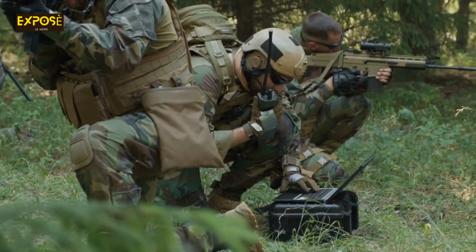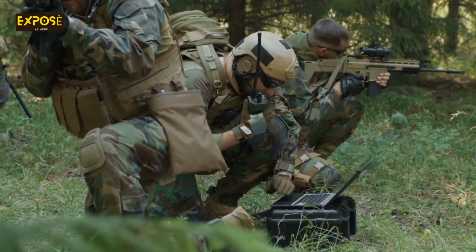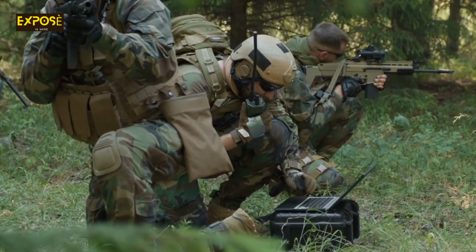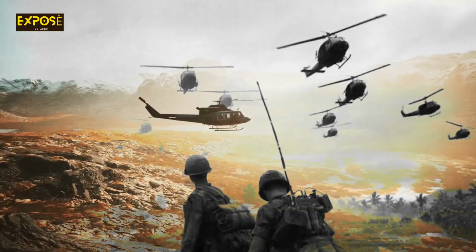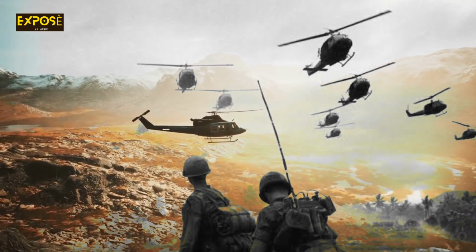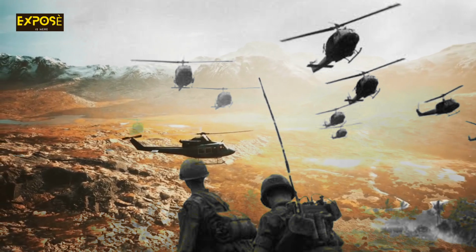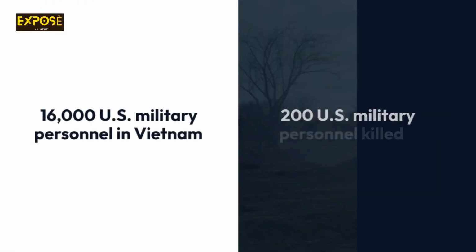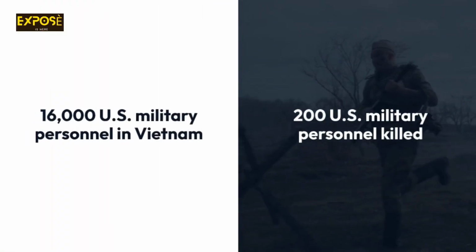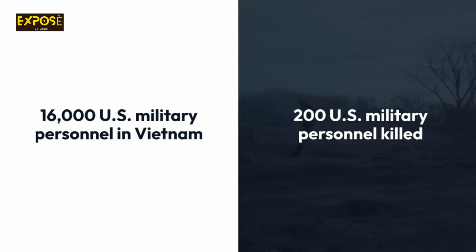Ngo Dinh Diem is assassinated by his own generals as part of a coup d'etat that is carried out with the tacit support of U.S. officials. Ngo's autocratic and violent excesses when dealing with South Vietnam's majority Buddhist population led the U.S. to withdraw its patronage of him. At this point, approximately 16,000 U.S. military personnel are in Vietnam, and 200 have been killed.